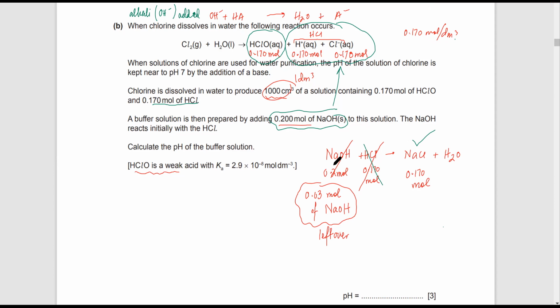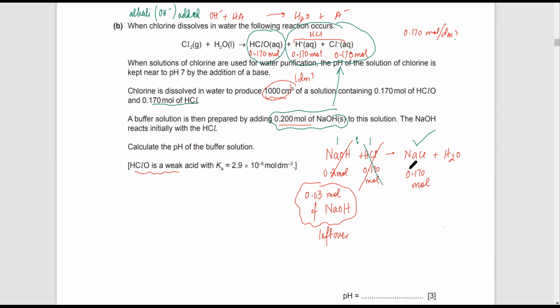Sorry, do you get this part? Yes, sir. So which is why not all the NaOH would react. I mean, only 0.17 would react. So out of 0.2, if you remove 0.17, they've reacted. 0.03 moles would be left over at the end. Is this clear, Sara? Yes, sir.